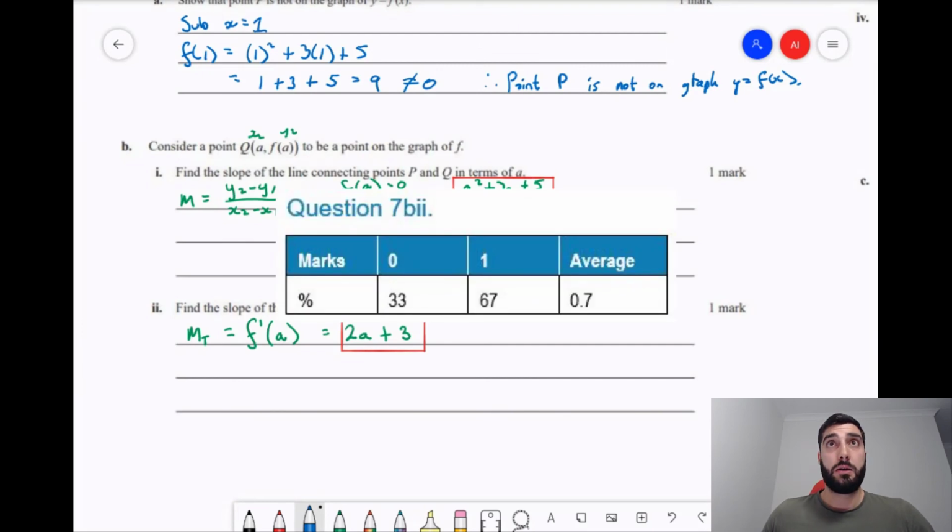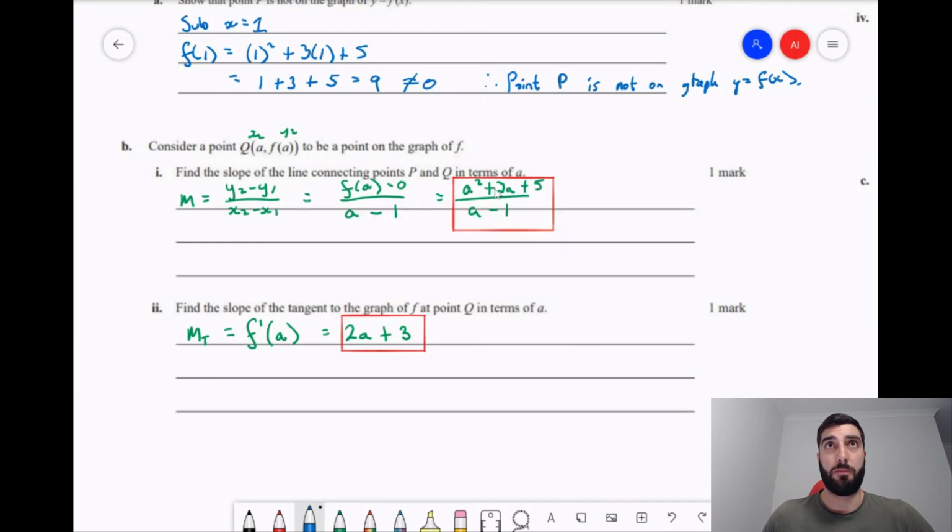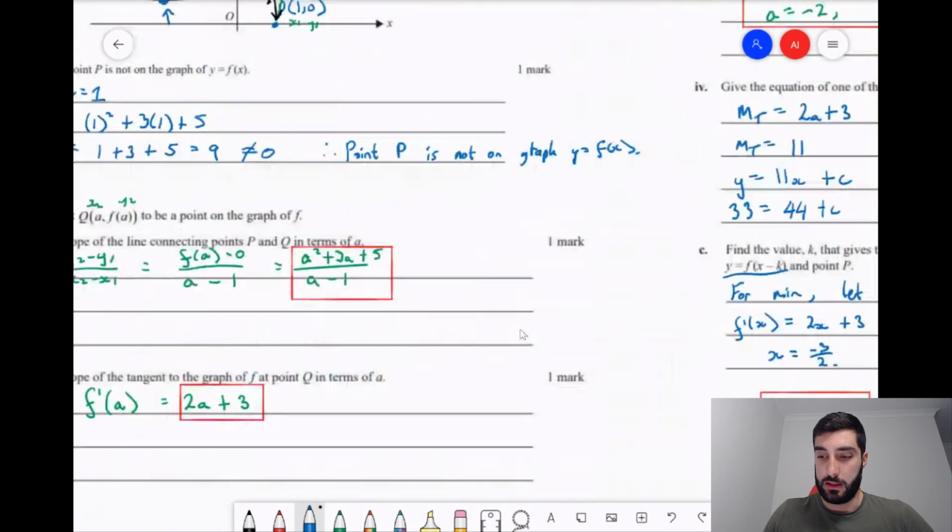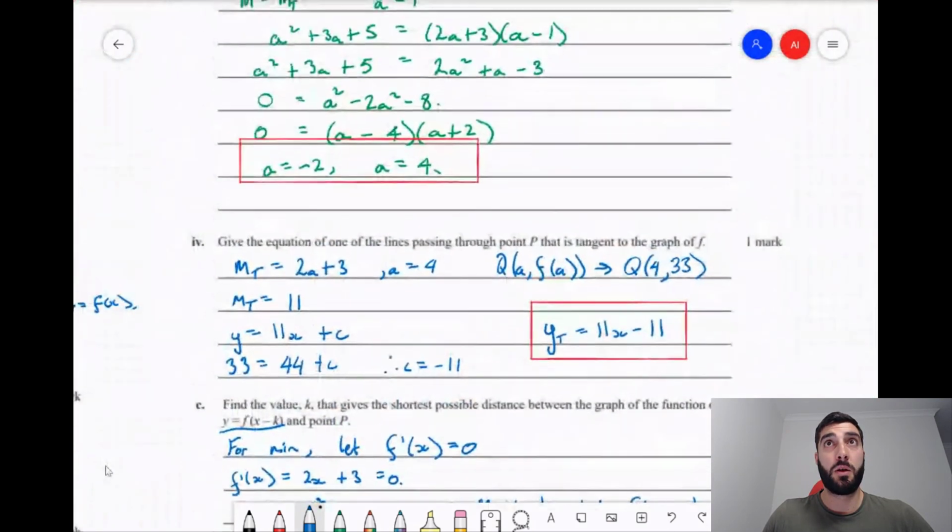Part ii, 67% answered correctly. Most students recognised that the derivative was required. Some students incorrectly assumed that the question required the equation of the tangent at x equals a. Yes, answered pretty well. Moving on to the last couple of parts.